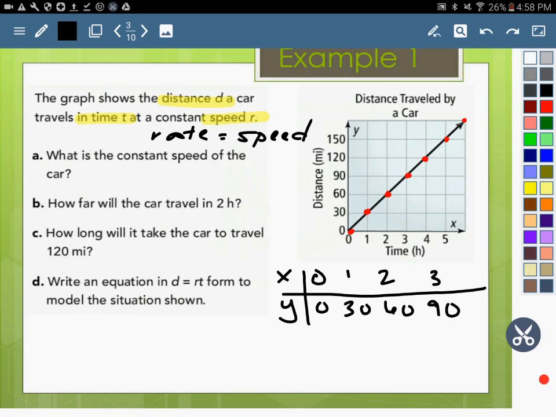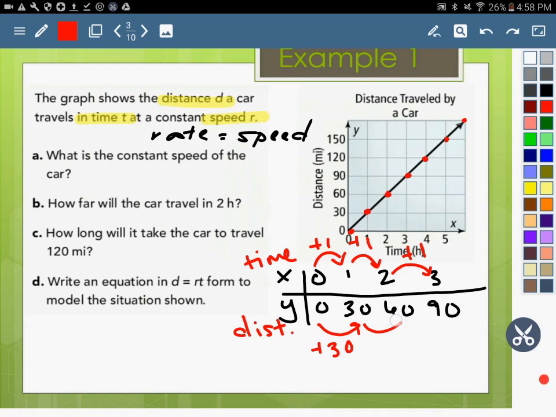I don't need to label all of my points in the table. I think I can figure out the pattern just by looking at this. So I'm seeing for every hour that goes by, okay, so we have 1 hour passing, that means we gain 30 miles, okay? X was time and Y was distance. So for every hour that passes, 30 miles get added, and it actually continues that way throughout the entire table. All I'm doing is adding 1 on the x's and adding 30 on the y's.